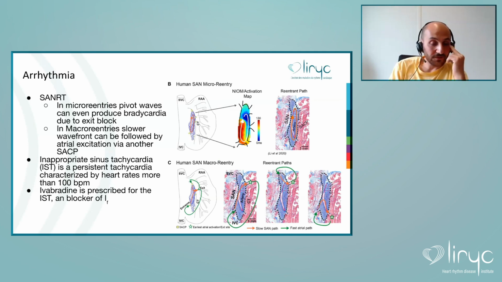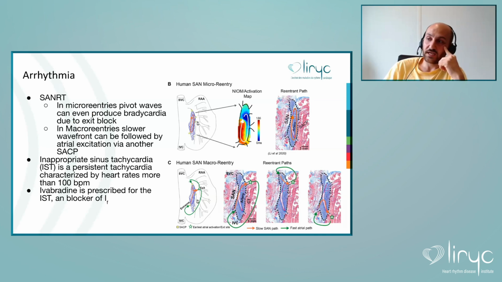But there are some problems, of course. When you have lots of pathways, the probability of arrhythmia goes up. Right now, the main arrhythmias regarding the SA node are the SNRT, SA node reentrant tachycardia, and inappropriate sinus tachycardia. Well, the SNRT can actually show itself in 2 ways.